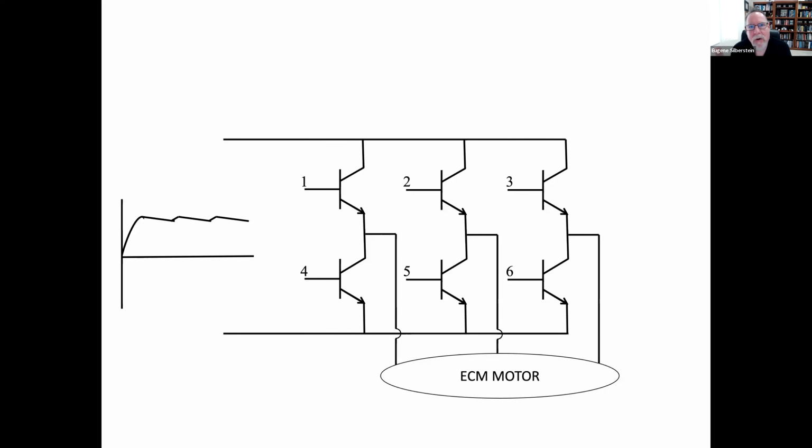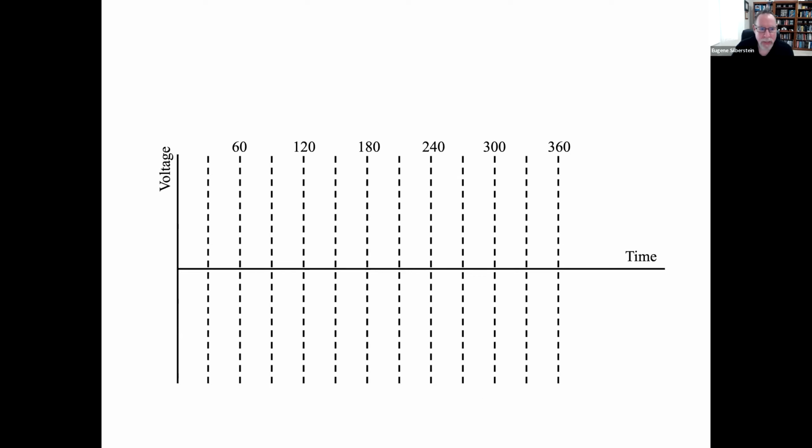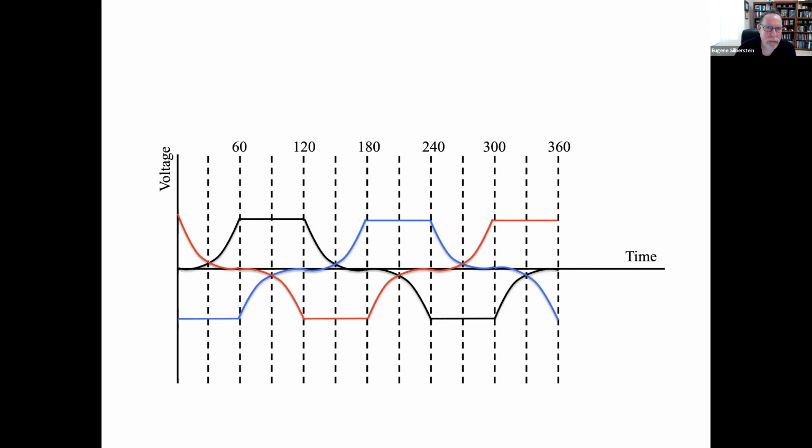Now, for an ECM motor, we're using 3 transistor pairs. So we have here transistors 1 and 4. That's going to create 1 AC sine wave. Transistors 2 and 5, they're going to create a second AC power supply, and 3 and 6 another. So the first one is going to create an AC sine wave. The second one is going to create an AC sine wave that's 120 electrical degrees out of phase with the first. And then we're going to create a third one.